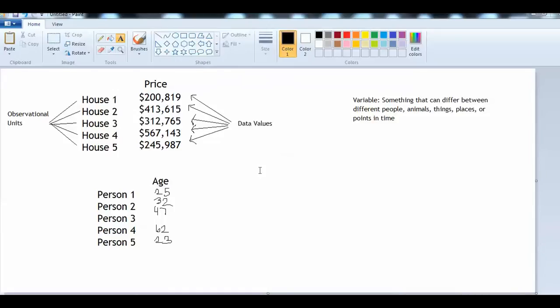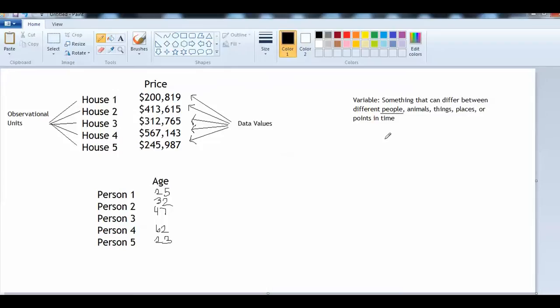So we said that a variable is something that can differ between different people, animals, things, places, or points in time. A variable is just something that isn't always the same. So I think it'll help if we try to think of some examples. What about examples that have to do with people?